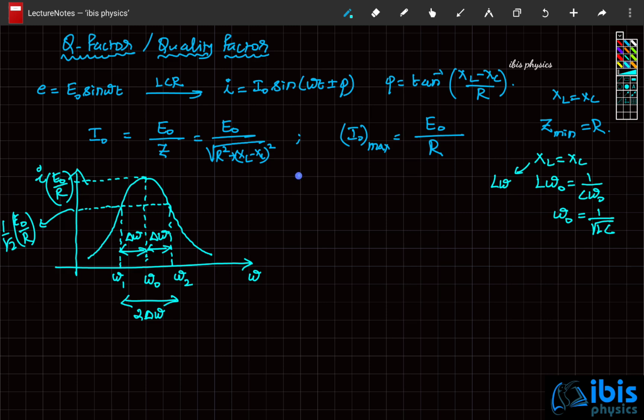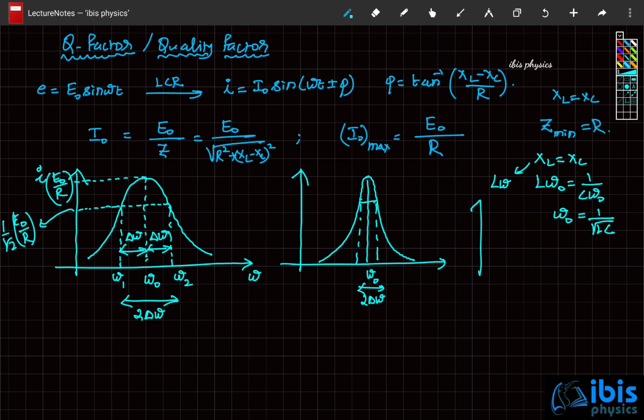What if the circuit is a high quality one? Then the response curve will be very narrow. This is exactly omega naught, and 70% of the current will come here. So the narrower the bandwidth, 2 times delta omega, the higher the quality of the circuit. If the circuit is not of good quality, then the bandwidth will be wider like this. So 70% of the current will be here; this is the peak current, this is 70% of the current, and this is going to be 2 times delta omega.